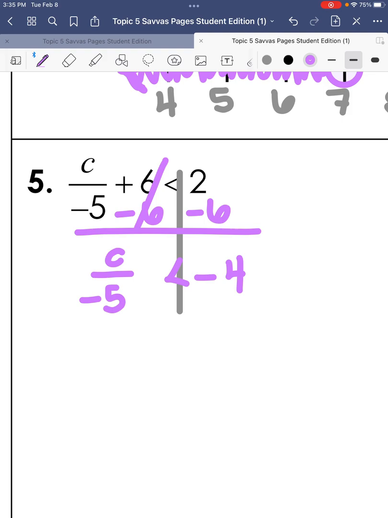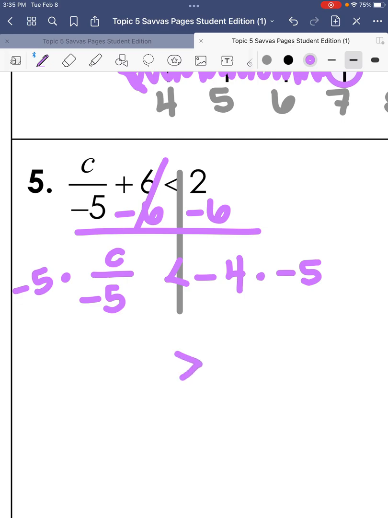Now, how is c connected to -5? It's connected through division, so how do I undo that? Through multiplication. So I'm multiplying by -5 on both sides. Listen to that, multiplying by -5. What has to happen? The sign has to flip. So instead of it being less than, it's now greater than.